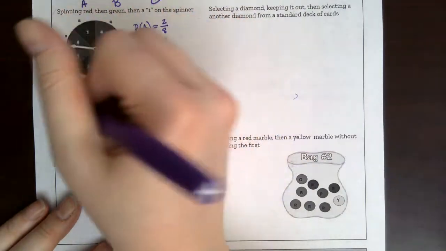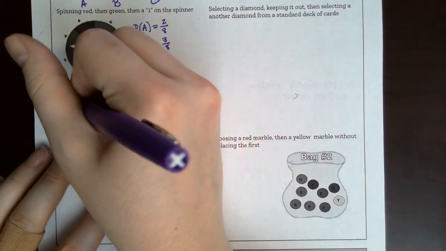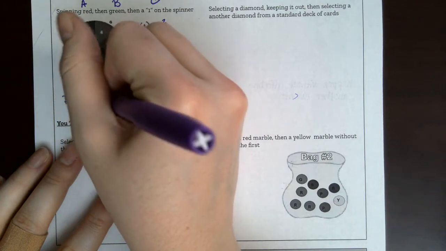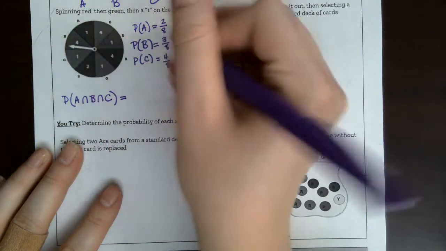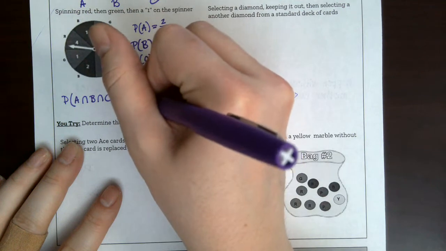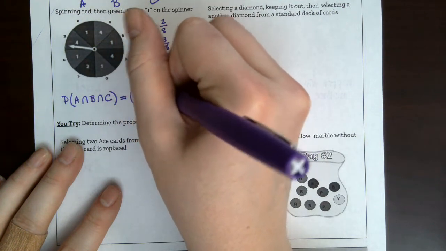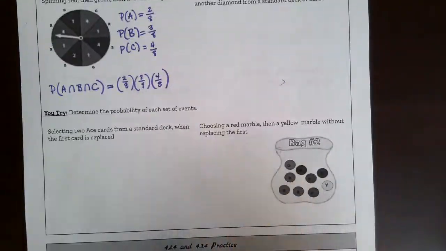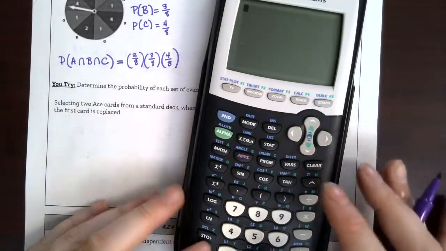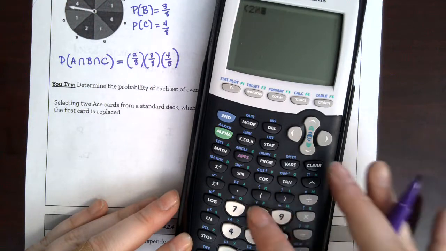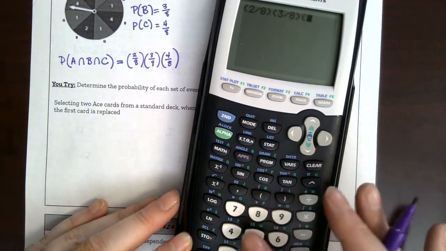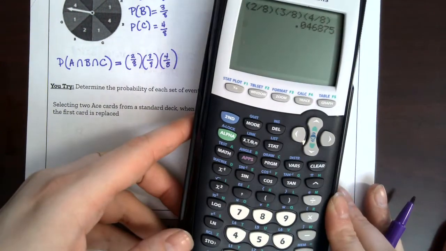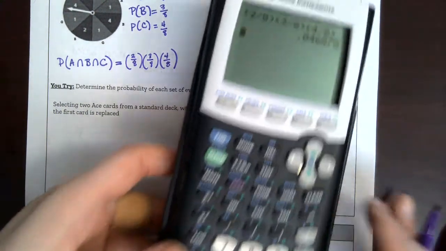So to find the probability of all of these, probability of A intersect with B, intersect with C, we want to multiply all of these together. So 2 8ths, 3 8ths, and 4 8ths. If you change them to a decimal, you just multiply all the decimals, but I'm just going to type them in as fractions. And we get approximately 4.7%.